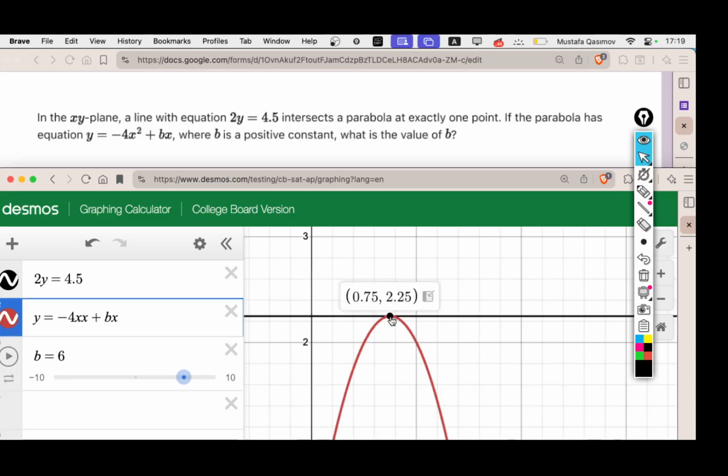No, but can you tell me why do we need to move this slider around? So you are guessing actually the value of b. Yeah, because 2y is equal to 4.5, you have to make them intersect at one point. But actually it is not a very great method, but it works for most questions.